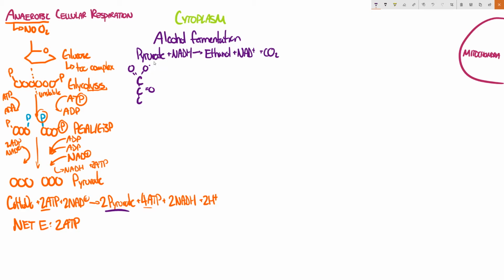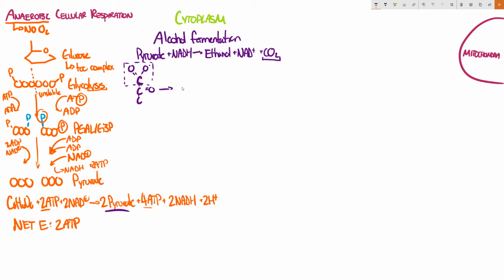So that's our pyruvate. Now the first thing is this. We're going to have a carbon dioxide produced. We're going to remove a carbon dioxide. So CO2, you'll see that there are 2 oxygens, and that is what is going to be cut off.